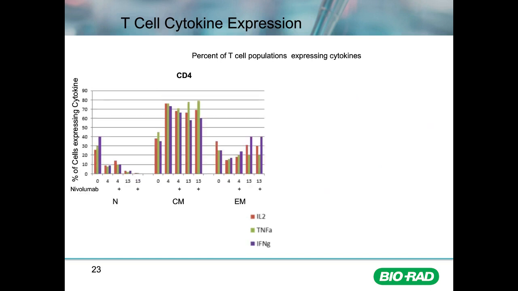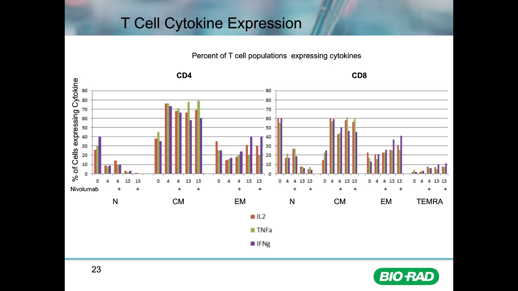CD4 and CD8 T cell subsets were examined to determine the source of cytokine production. CD4 positive T cell central memory had the highest frequency of cytokine production, followed closely by the effector memory population. Examination of the CD8 T cell compartment showed similar data. The highest frequency of cytokine-producing cells was found within the central memory, followed closely by the effector memory. Interestingly, the terminally differentiated effector memory cells had a very low frequency of cytokine production. The frequency of cytokine producing cells within each T cell subtype did not appear to be affected by PD-1 inhibition.